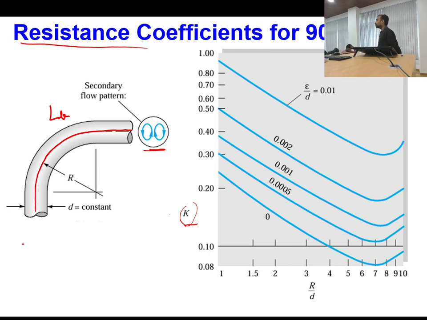Okay. So whenever you are referring to the curve, you have to first clearly understand what the parameter specified is, and in the presence of what fundamental parameters. And accordingly you have to choose it. Is this point clear?